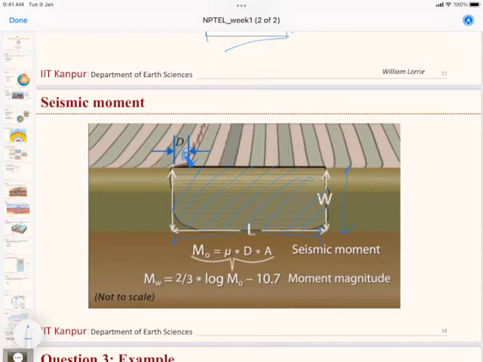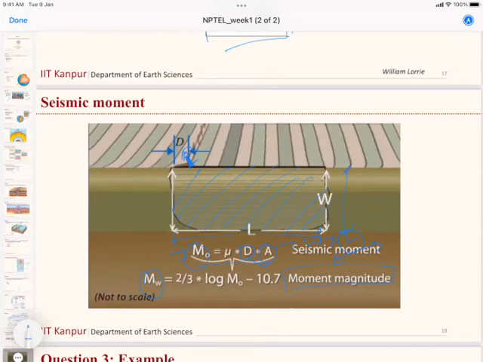So now first we need to calculate the M naught, and then we can calculate the moment magnitude. But in the problem that was provided to us, Mw is already given. So we need to calculate M naught, because we want to calculate the displacement that has occurred. It's not the displacement, we need to calculate the length. So we can break the area into W times L, and then we need to calculate the L, that is the surface rupture length. Okay.